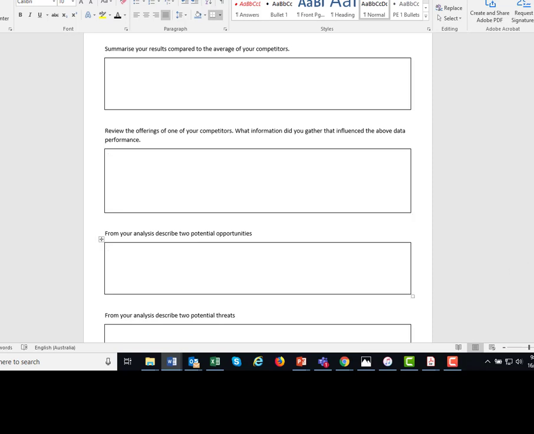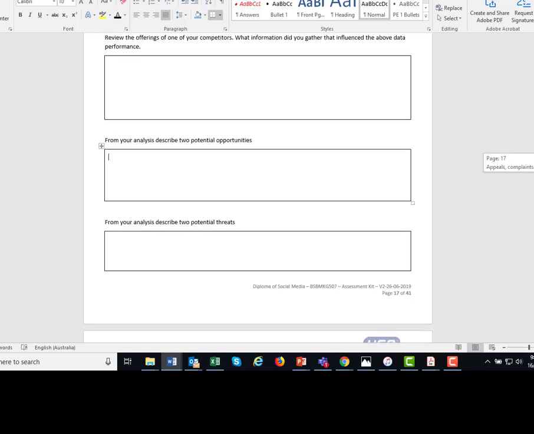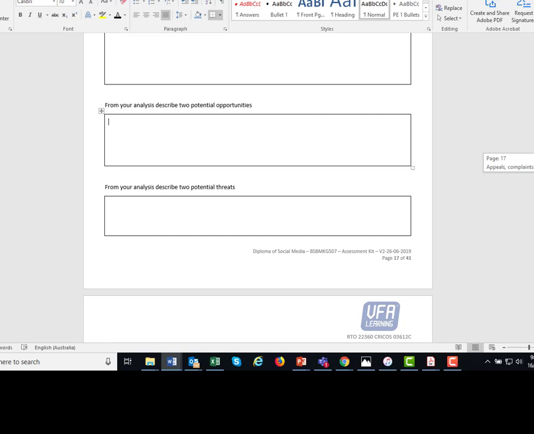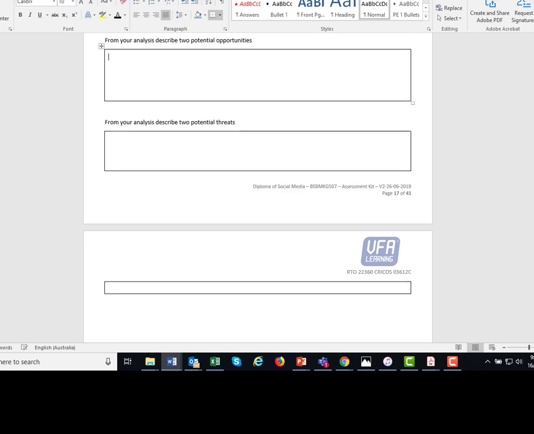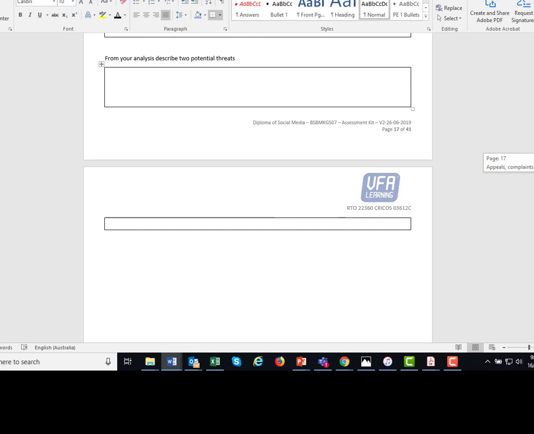From your analysis, describe 2 potential opportunities. And from your analysis, describe 2 potential threats. The opportunities might be, okay, I've learnt this, or I'm doing this really well, and I'm seeing that it's an opportunity to really expand our marketing. From your analysis, 2 threats: this company's really doing well. They're a small competitor, and they're going to start to really compete with the service offerings and how big they are on social media.